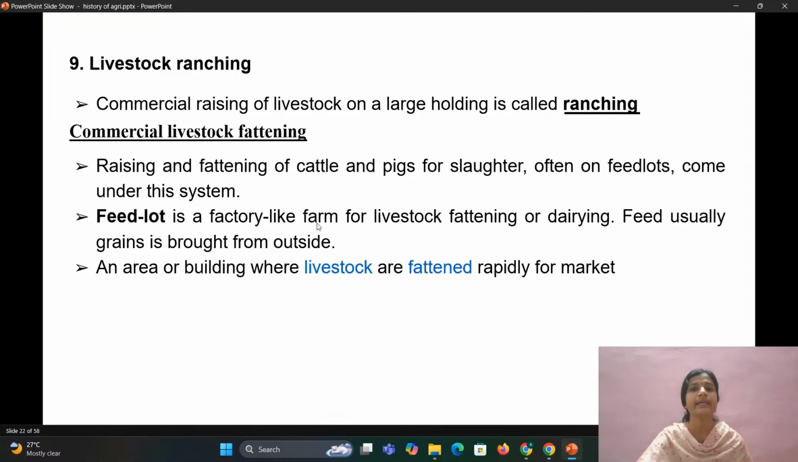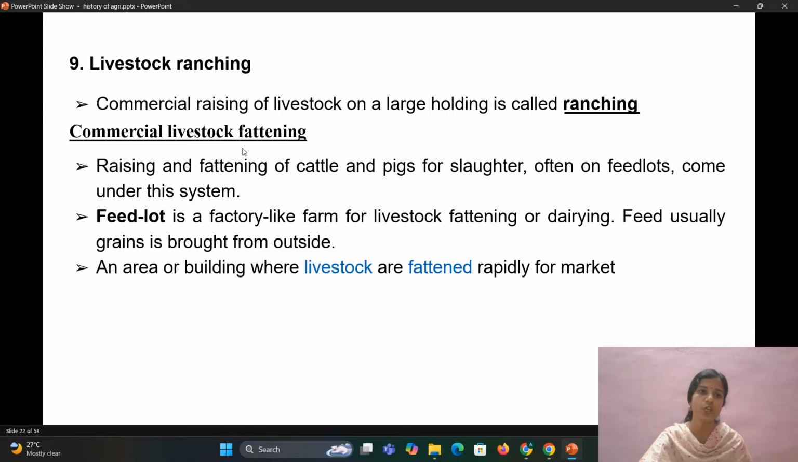Then another type is commercial livestock fattening. Here, the livestock will not be allowed to graze on ranches. Rather, they will be put in cages or put in various sheds. They are known as feedlot. So in commercial livestock fattening, the feedlot system will be used. That is, raising and fattening of cattle, pigs, etc., mainly for slaughter purpose on feedlot.